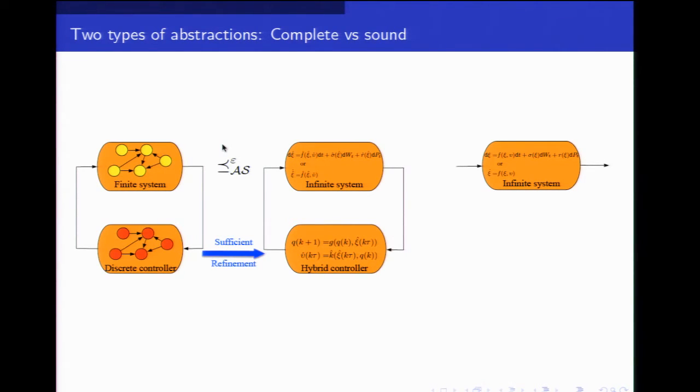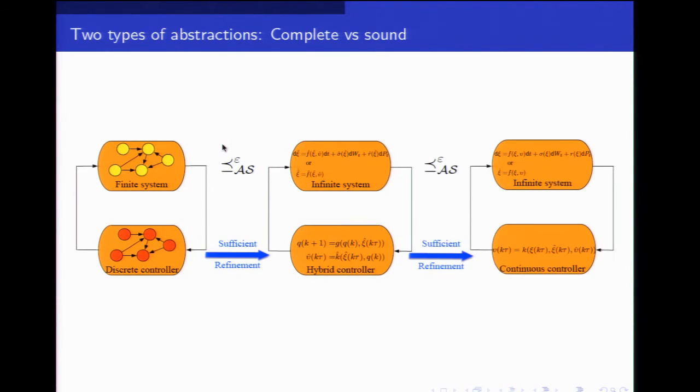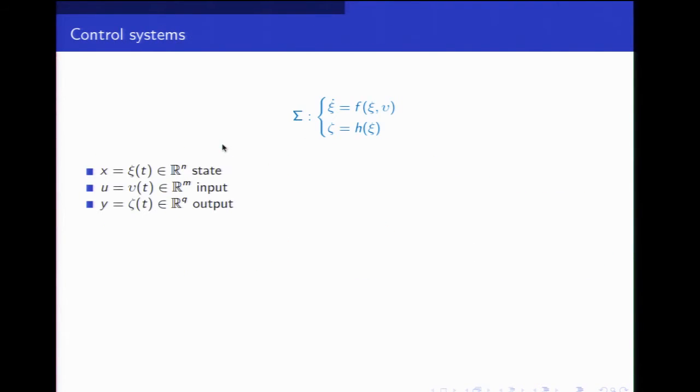But I don't have the if and only if anymore. So if I cannot find a controller here, I cannot say anything about this system. A controller may exist, but I couldn't find it using this abstraction. And the same thing here as well. If you have a hybrid controller here, you have a controller here such that this closed loop satisfies the same property. So is it clear?